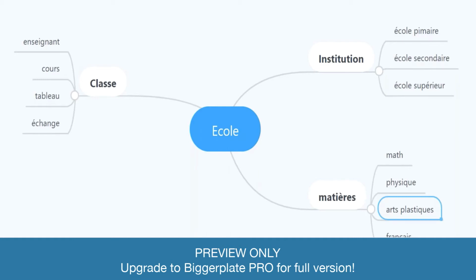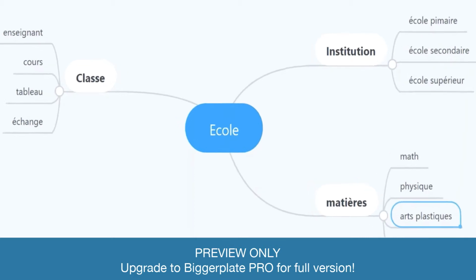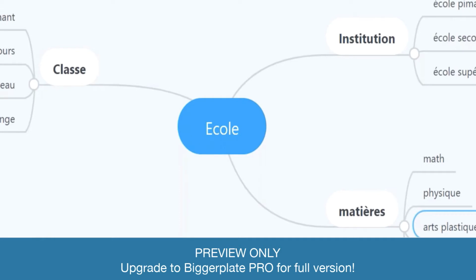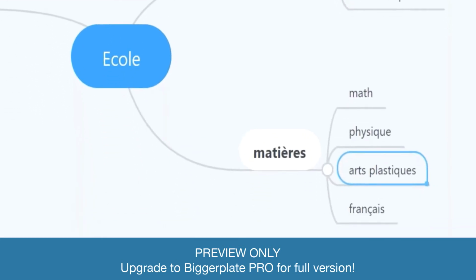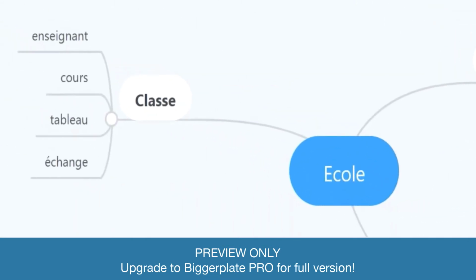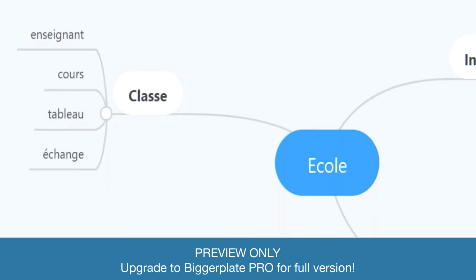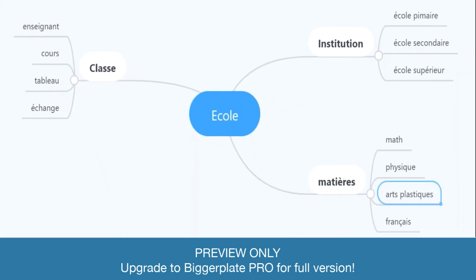But you'll see, basically the most important thing for you is to understand how it works. So I created from school, so school in French is école, and from this I have three branches, right? The first one is institutions. The second one is subjects like math, physics, French, and also the classroom, right? And within those branches, I have other ideas or other vocabulary, right? So this is a really simple way to do it, and also a simple way for you to introduce mind mapping.